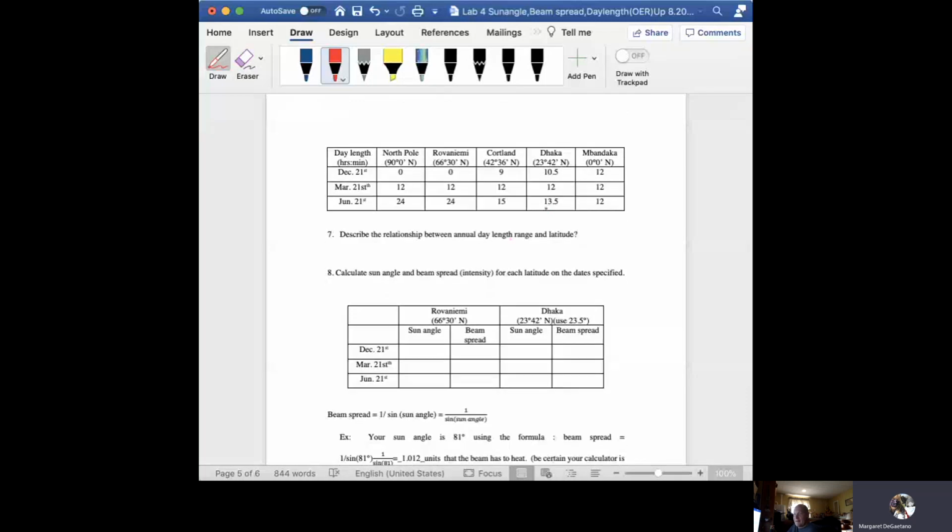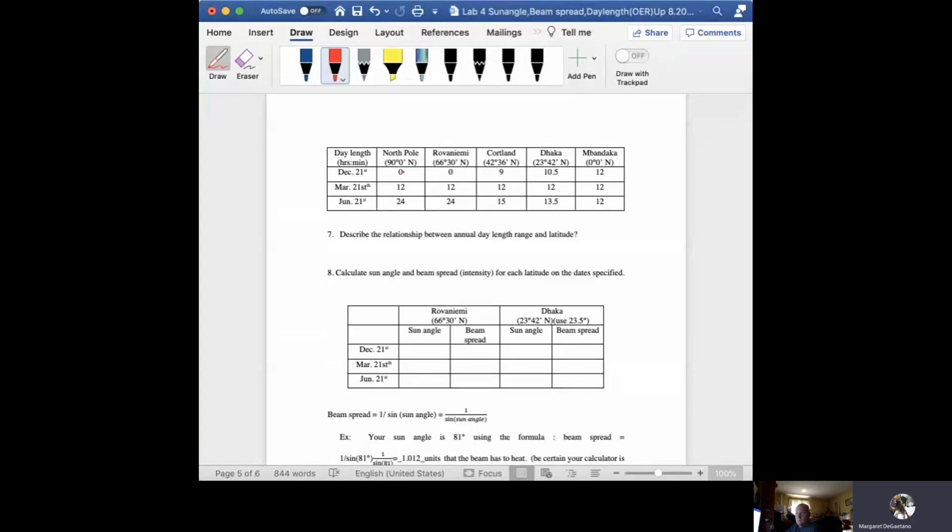The next thing you see is the day length. That's giving you what the day lengths are at the North Pole and then at a couple of other locations. Rovaniemi is at 66.5 basically, and that's the Arctic Circle. Then Cortland, then Dhaka is basically at one of the tropics. And then Dhaka is at the equator. So it's giving you the relationship of how day length changes as you move closer to the equator throughout the year.